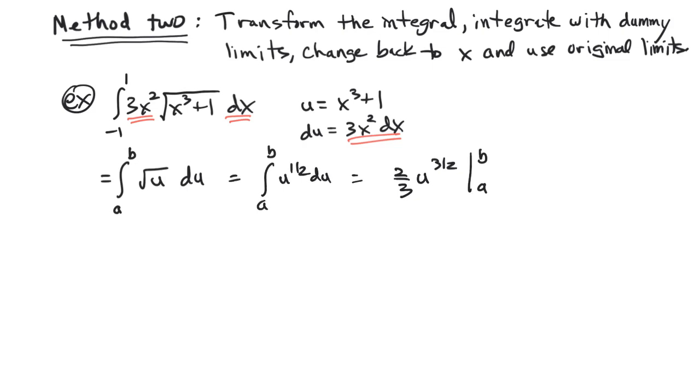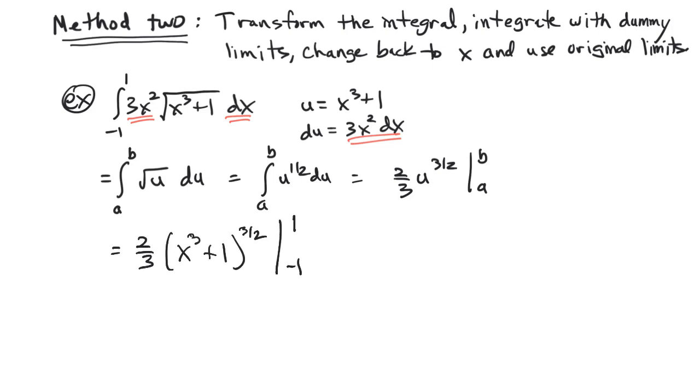And now at this point, once I've integrated with dummy limits, I change back to x and use the original limits of integration. So I'm going to change all this back. So now the answer is 2/3 times u, which is x cubed plus 1, to the 3/2, from -1 to 1.